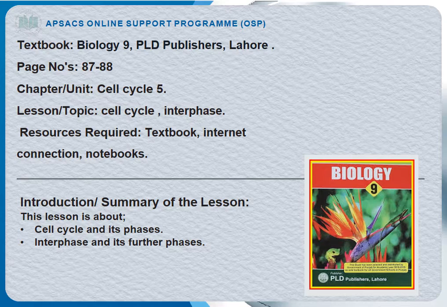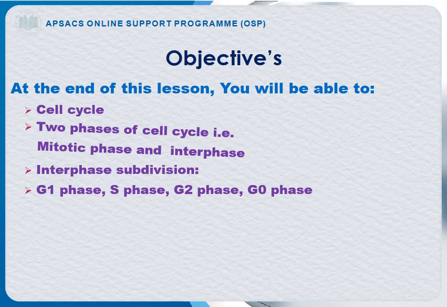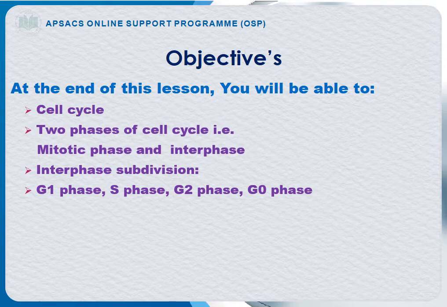Introduction, summary of the lesson. This lesson is about the cell cycle and its phases, interphase and its further phases. At the end of this lesson, you will be able to know about the cell cycle and the two phases of the cell cycle, that is mitotic phase and interphase. Interphase subdivisions: G1 phase, S phase, G2 phase, G0 phase.